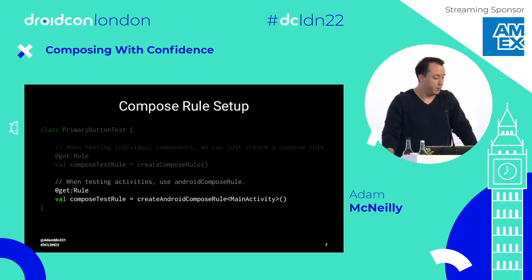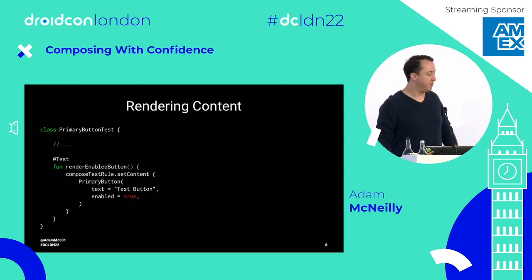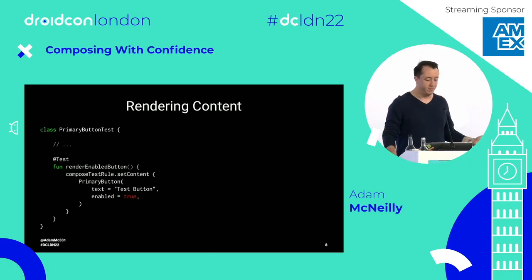And then once we've created our Compose test rule, it's as simple as just calling composeTestRule.setContent and whatever we want to render inside. So here I'm just showing I want to render an enabled primary button. And that's it.